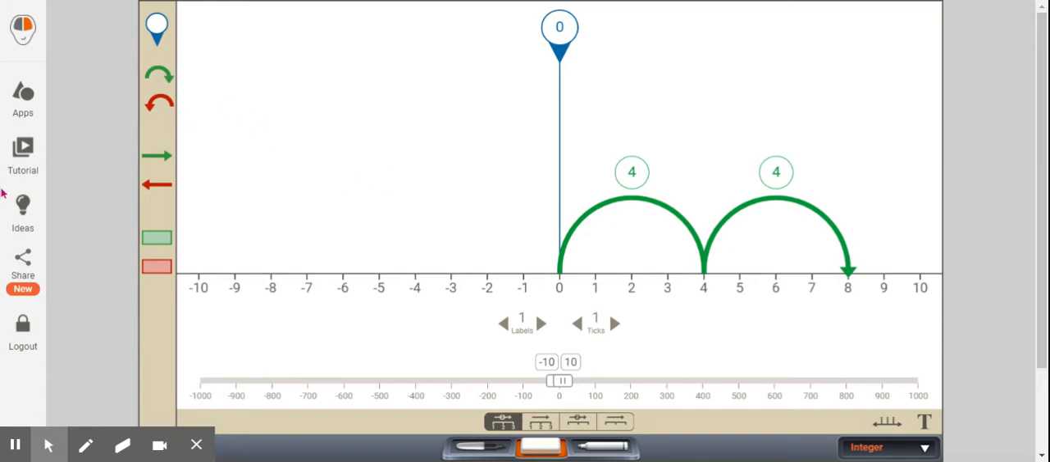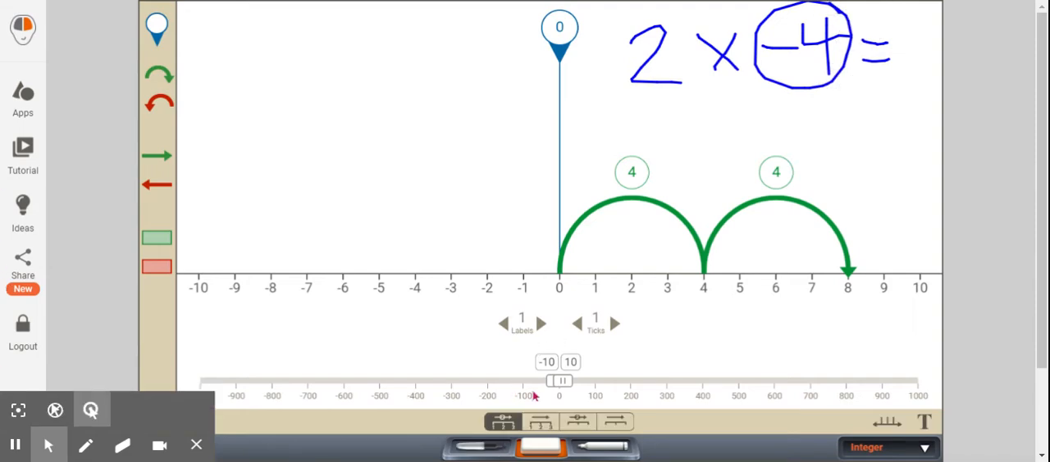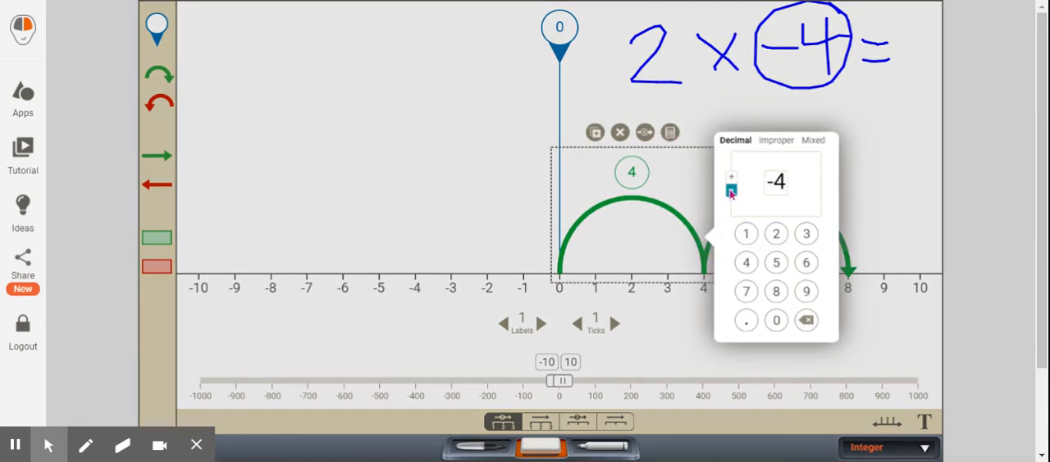So look at the next one. The next one says we have 2 groups of -4. So we're going to start with -4 jumps. What you can do is you can actually click on that and then switch it to negative.